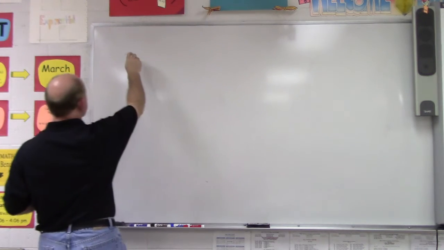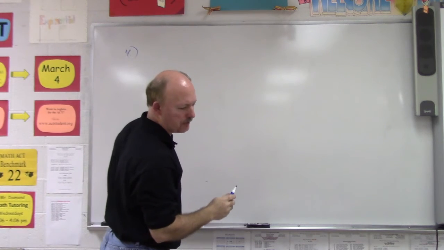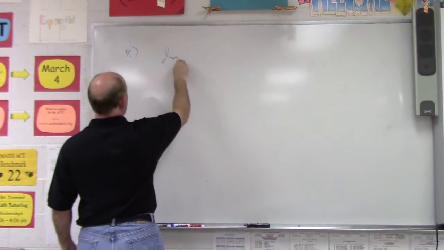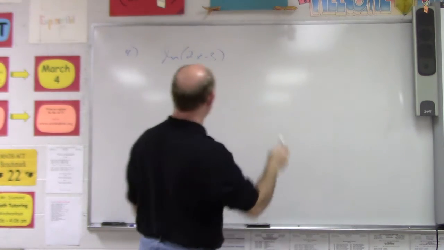So number 4, let's try natural log 2x minus 3. Natural log of the quantity 2x minus 3 equals 5.